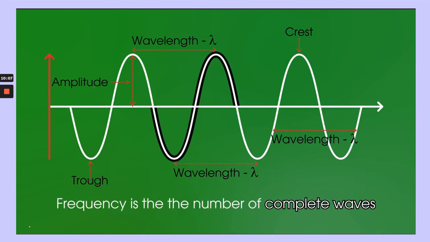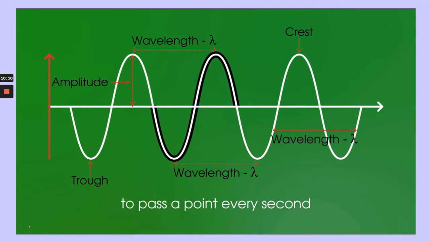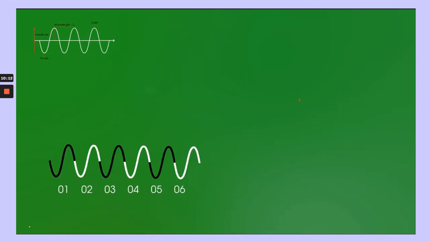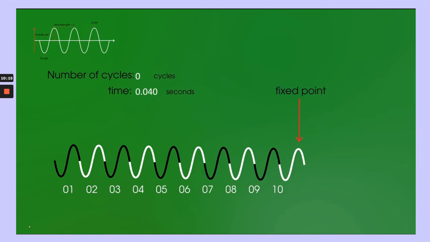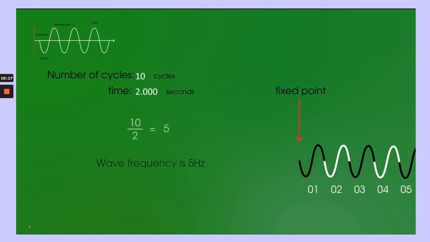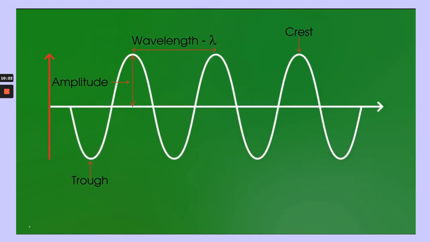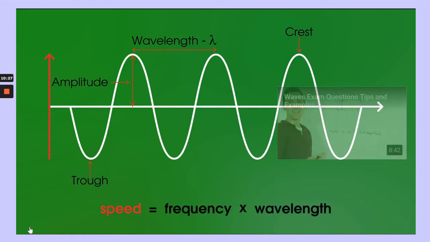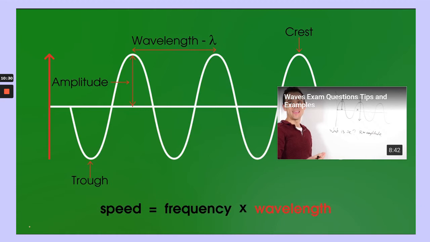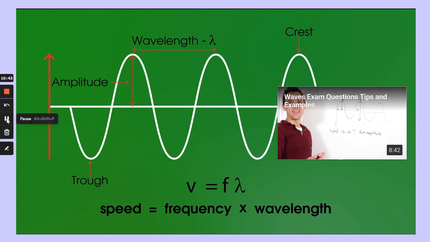Finally, frequency, which is the number of complete waves to pass a point every second. And it's given the unit of hertz. So an example of this would be if 10 waves pass in 2 seconds, the frequency would be 5 hertz. Using these things, we can actually now calculate the speed of a wave using the equation speed equals frequency times wavelength, or to give it in symbol form, V equals F lambda. So there's a lot to learn here, but once you've learned these core concepts.